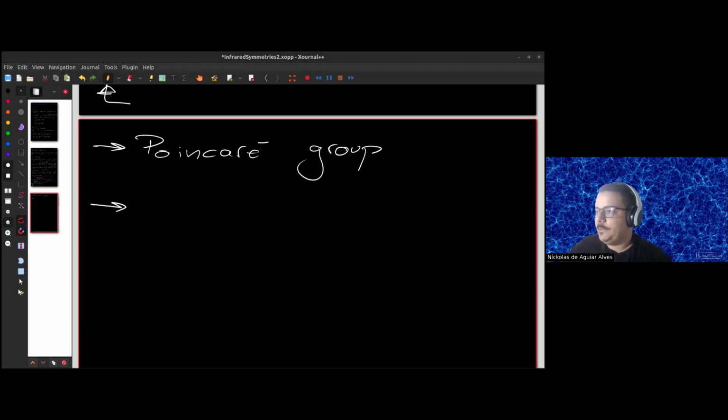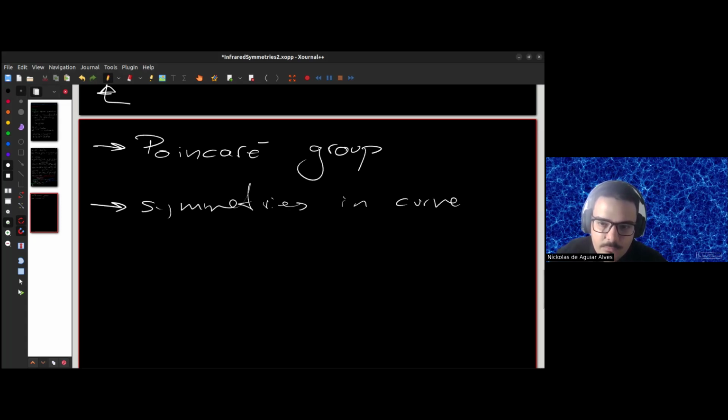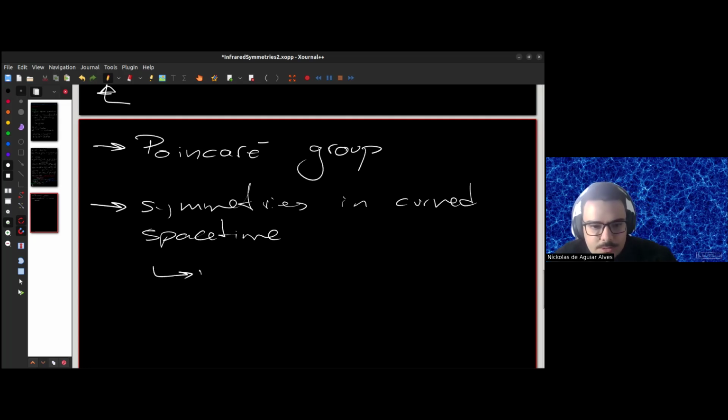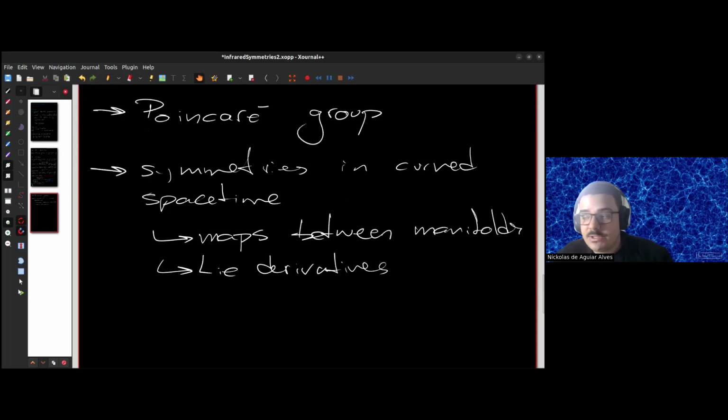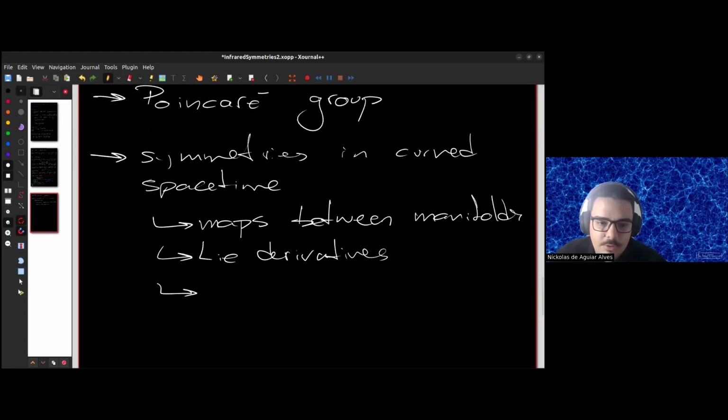So we're going to get to the Poincare group, and later we'll go to the next module of the course, so to speak, which is symmetries in curved spacetime. And what we're going to do here, we need to study maps between manifolds, Lie derivatives, which are the basic notions we need to discuss continuous symmetries in a spacetime, and then we're going to go to Killing vector fields.